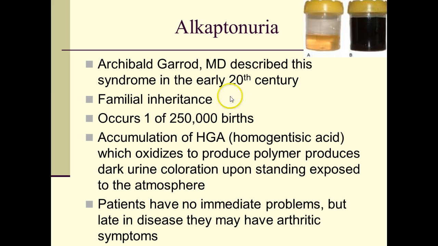Alkaptonuria, you can see the urine up on the top right hand side here, and this one is normal on the left. On the right would be the black urine that we would find with Alkaptonuria. With this one, it's very rare. It's 1 in 250,000 births. It's an accumulation of homogentisic acid which oxidizes to produce a black urine upon standing.